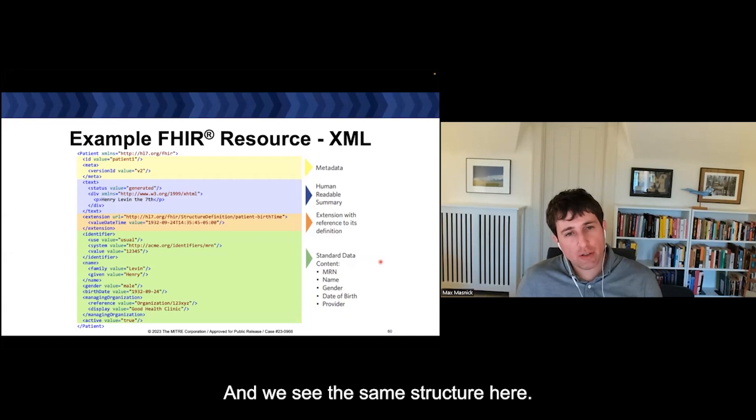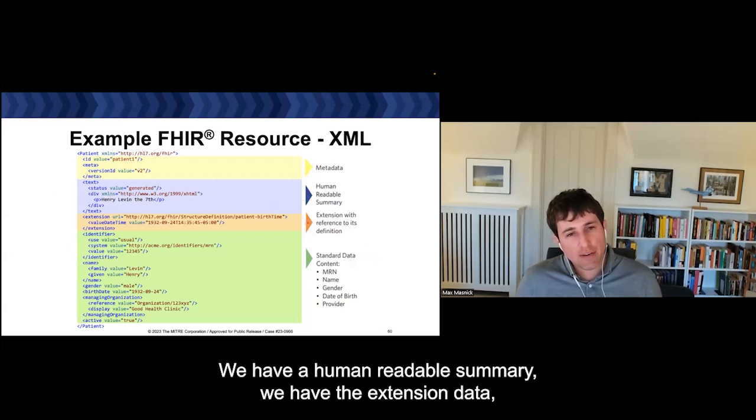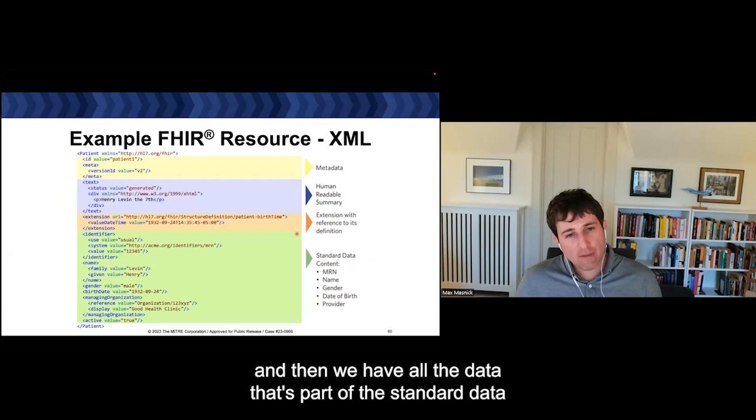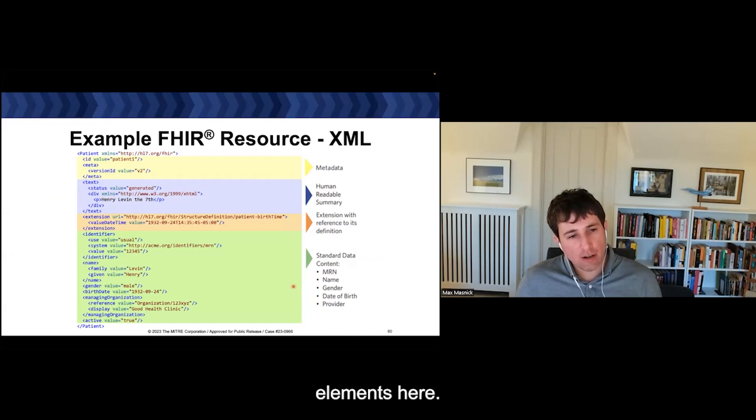And we see the same structure here. We have metadata at the top. We have a human readable summary. We have the extension data, and then we have all the data that's part of the standard data elements here.